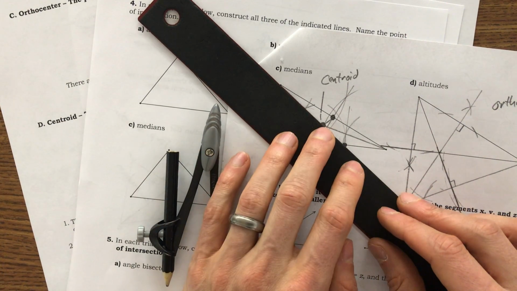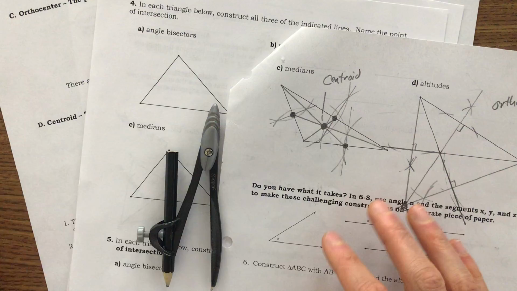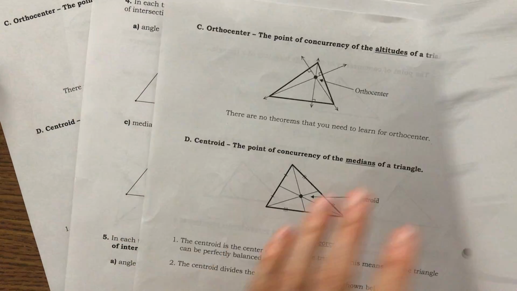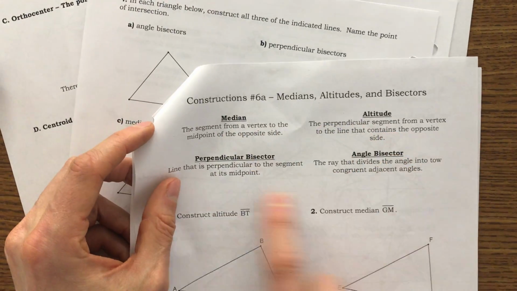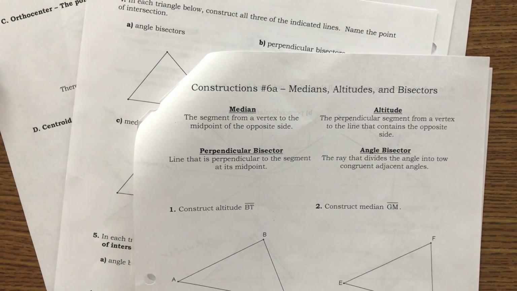That's the definition of median. Median goes from vertex to the midpoint on the other side. Okay. You have to know all of these definitions, guys. I put them on there for you guys to not have to go through your notes, but your definitions are right here. You have to know them. Other questions from the homework?